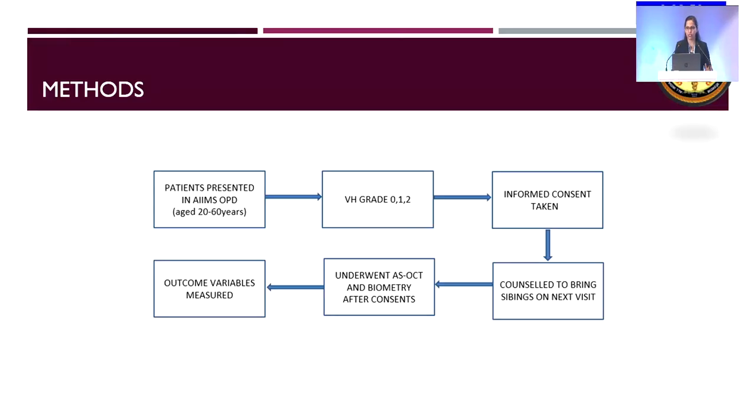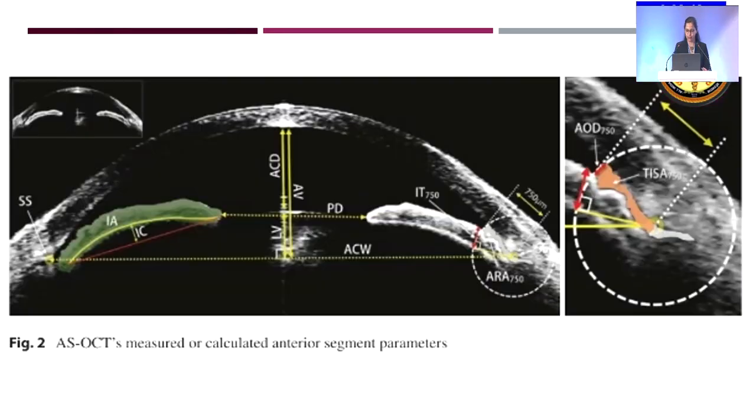The patients were recruited who had a shallow anterior chamber of VH grading 0, 1, 2. Consent was taken and they were counseled to bring the sibling along on the next visit, and they underwent ASOCT with Heidelberg Spectralis and biometry after consent. And the outcome variables were measured.